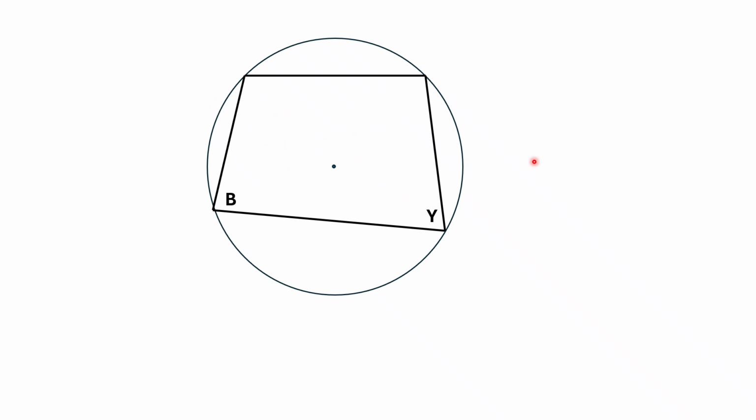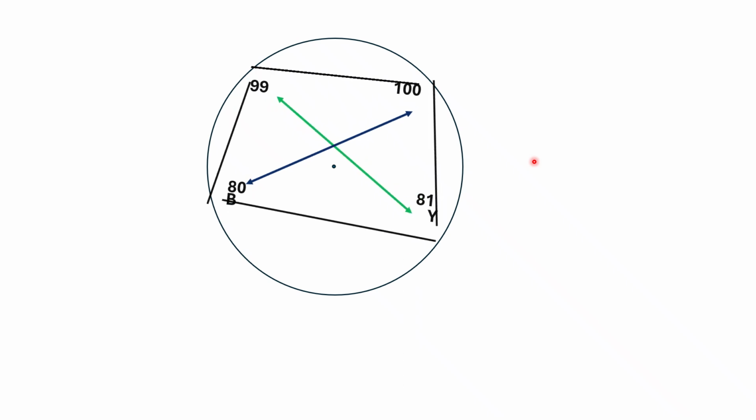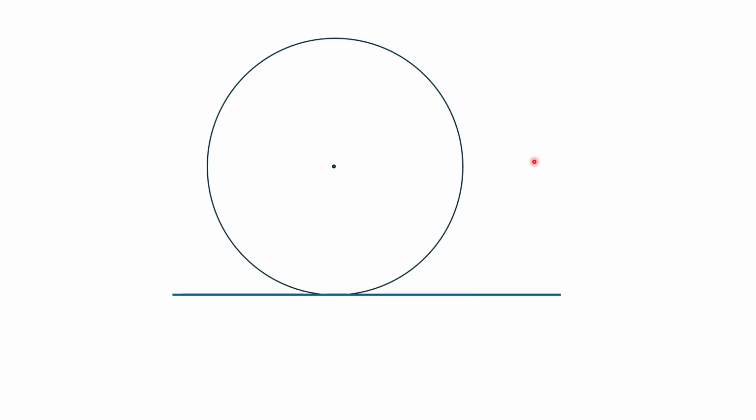That's it. So let's have a look at a nice example. If we have 99 up there, and 100, what's b and y? So b is opposite to 100, so it's 80 because they must add to make 180. And y is opposite to 99, so it's just 81. Easy peasy, isn't it? Now, the next one.